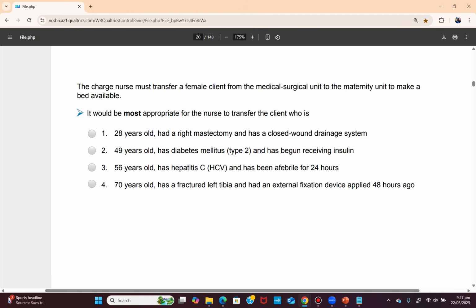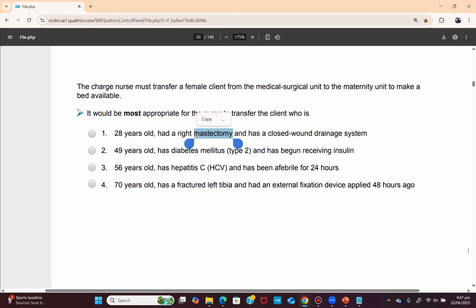So the NCLEX is testing your bed availability. So the most appropriate client will be a client that is what? Stable. Now, how do you know a client that is not stable and a client that is stable? Remember, I always used to say, when you are trying to prioritize, never prioritize using the patient condition. Prioritize using what the patient is experiencing.